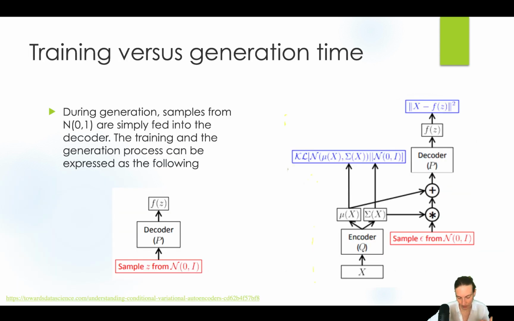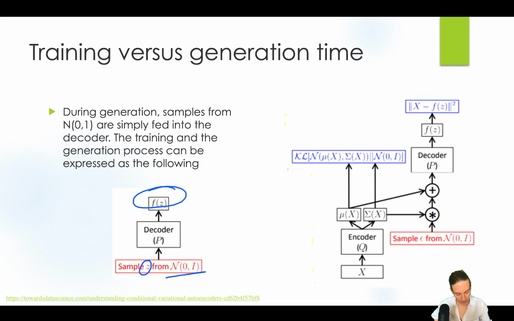Now, how does this look? Let's have a look at training versus generation time. We have generation on the left, training on the right. And we see that during our generation, we only look at the decoder. We sample from our Gaussian distribution for all of the latent distributions, and we feed it to the decoder to get a reconstruction of our original image.